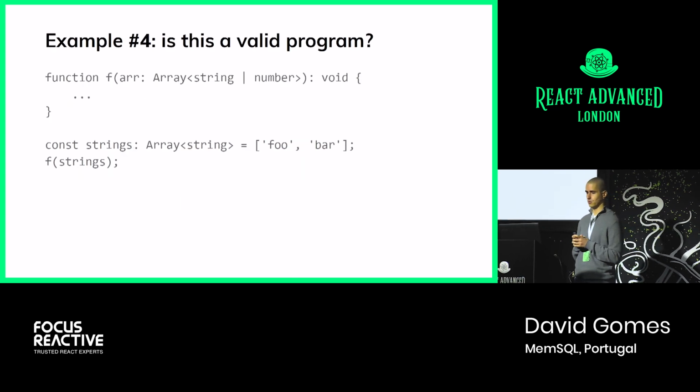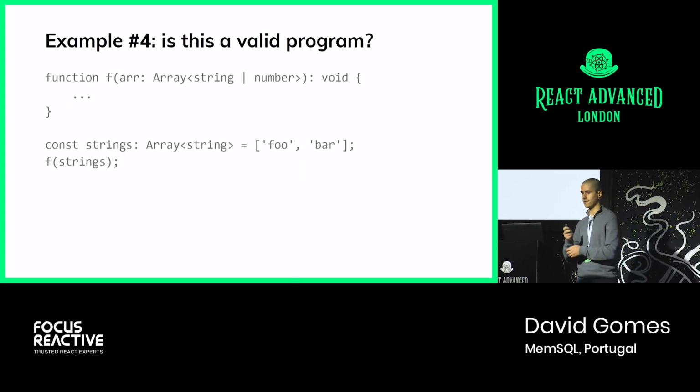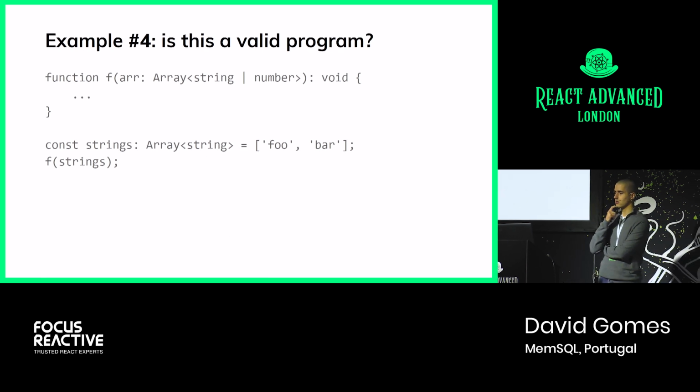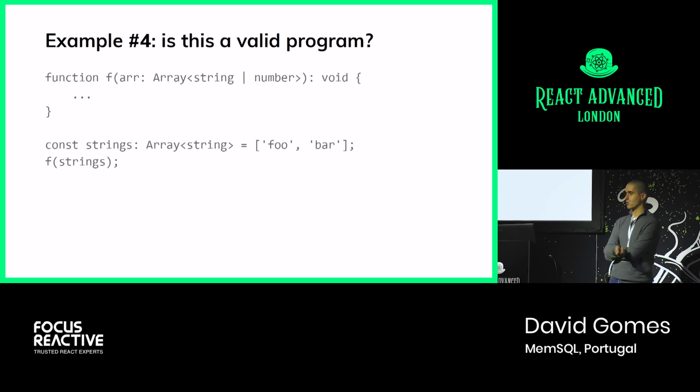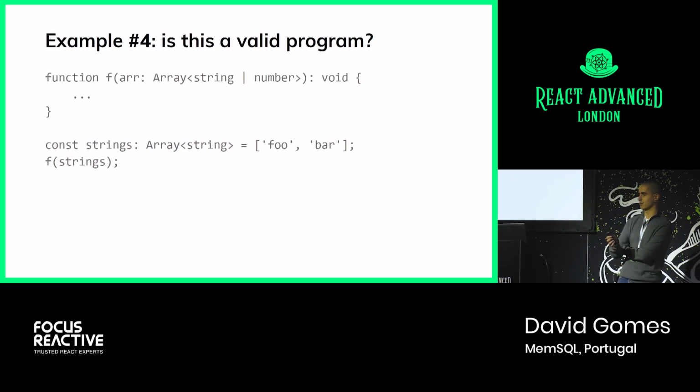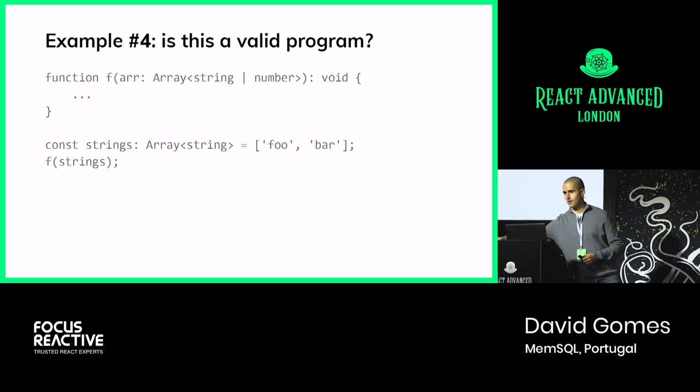So now we have another example. We have a function f. It takes in an array of string or number, and it doesn't return anything. And then we declare an array of strings, and we try to call the function f. Once again, is this a valid program?